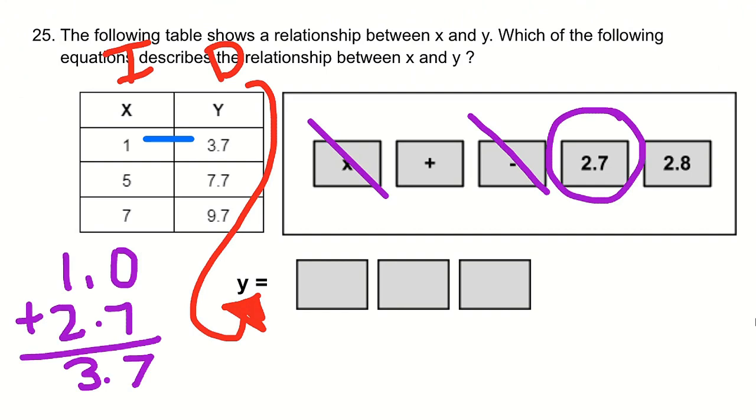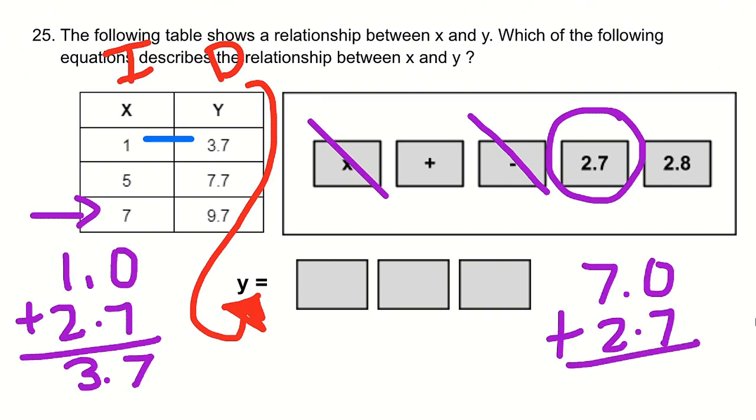I'm going to check it one more place. I'm going to check it at the very bottom. So I'm going to put in my 7, add 2.7, and I get 9.7. Oh, it works! So I'm going to get rid of this guy at the end here. So I'm needing y equals, oh, that x, sorry guys.